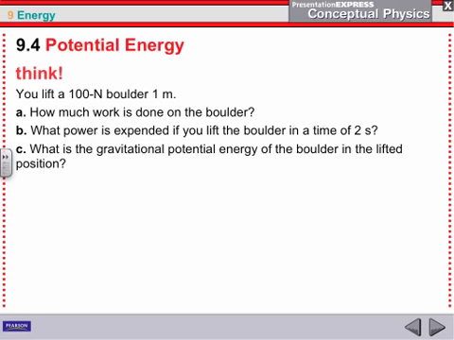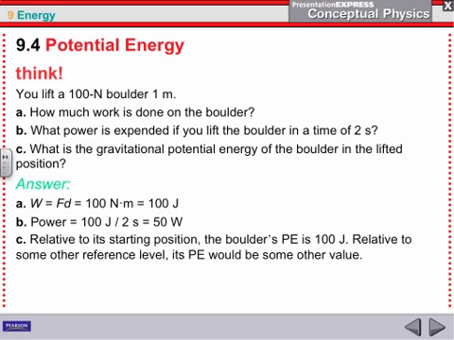All right, so think: you lift a 100 Newton boulder 1 meter. How much work did you do? And what power is expended if you lift the boulder in a time of 2 seconds? And what is the gravitational potential energy of the boulder in the lifted position? All right, so stop the tape and work on those, see if you can figure them out.